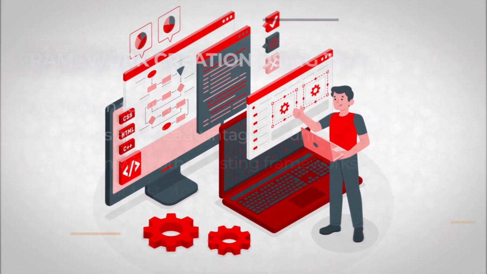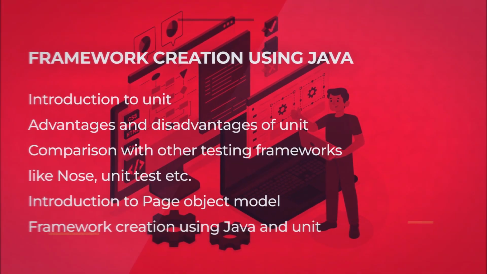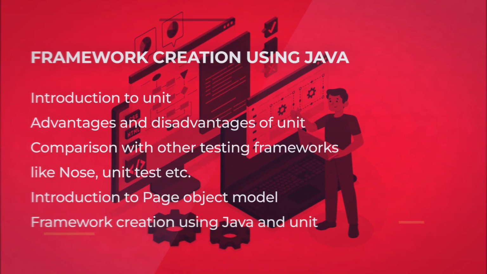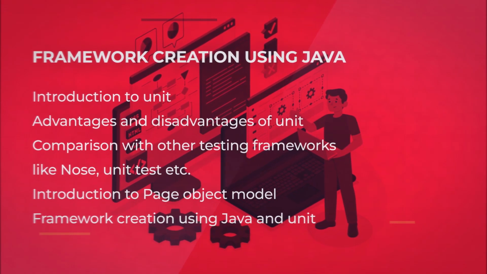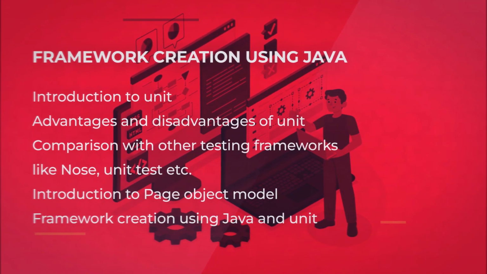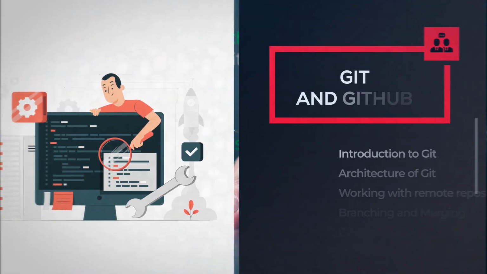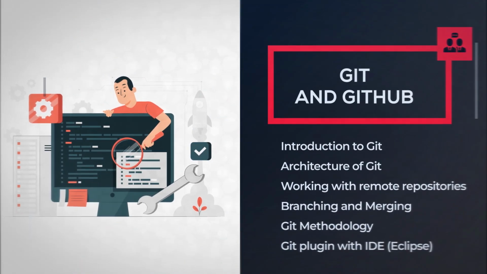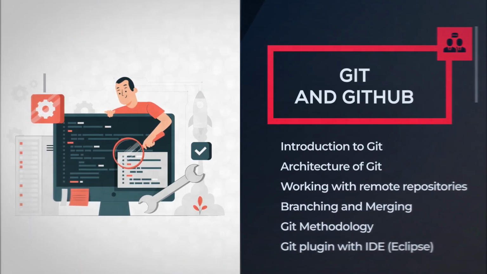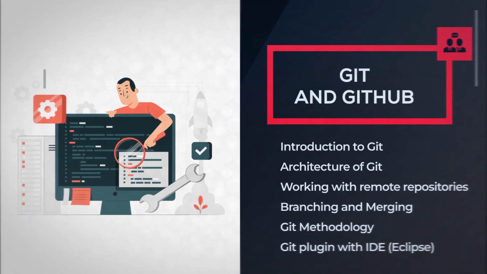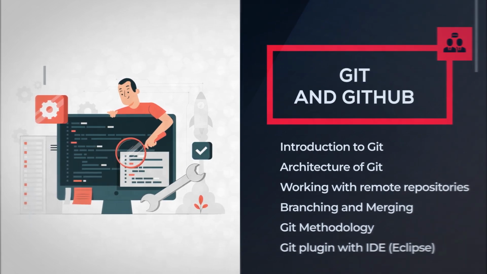Framework creation using Java involves designing a reusable set of libraries and guidelines to streamline and standardize the development and testing of software applications. Git is a version control system for tracking code changes. GitHub is a platform for hosting and collaborating on Git repositories.